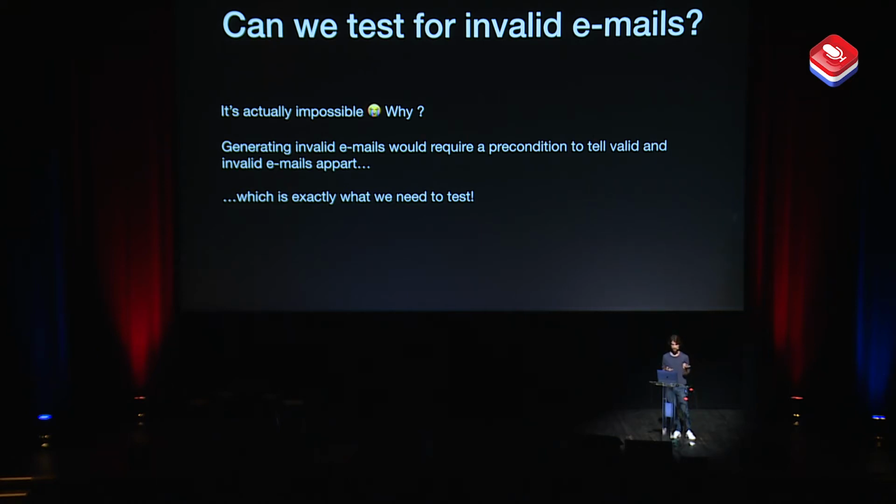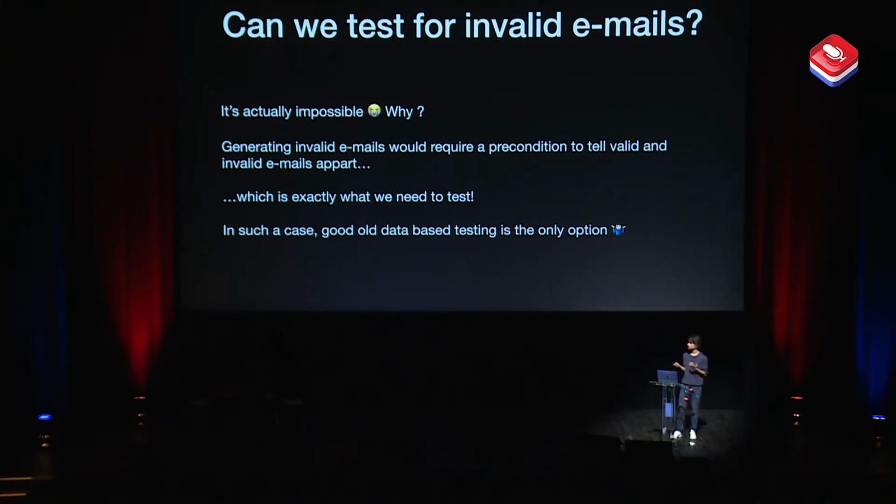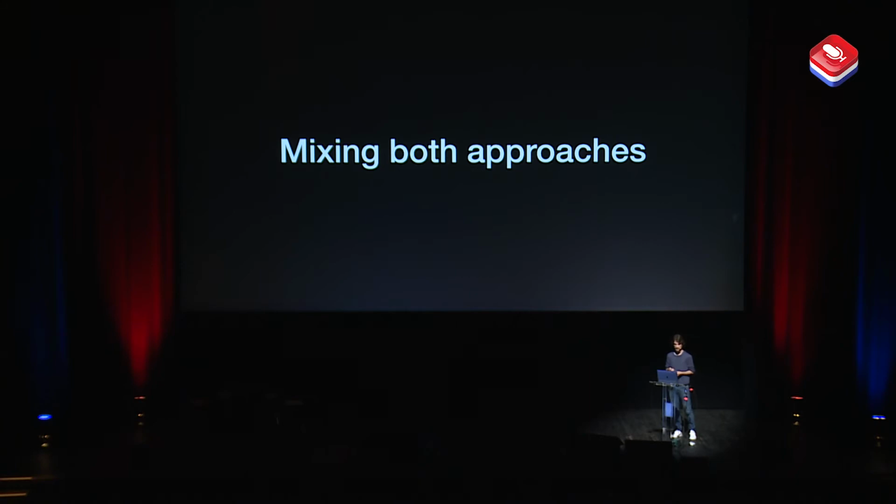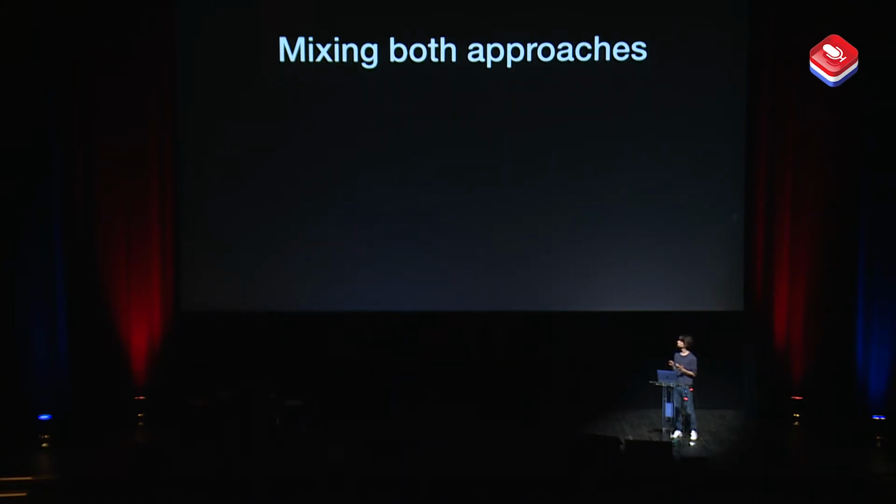So we cannot use property-based testing to test for invalid emails. And actually, I find it interesting, because it shows us that property-based testing is not better than a classic unit test, the same way that a snapshot test is not better than a classic unit test. They are options that have advantages and disadvantages, and they can actually work very well together. So to keep on going, I'm going to show you how you can mix both approaches. And we're going to take another example.